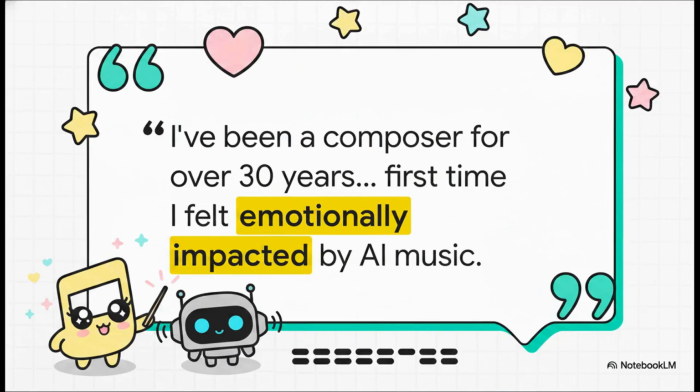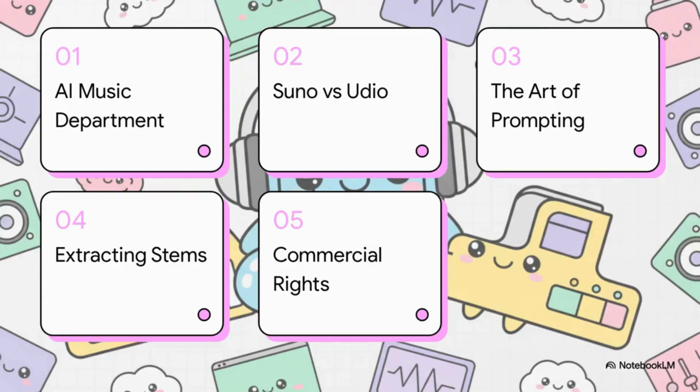We are way past the gimmick phase, guys. These are serious tools capable of profound emotional resonance. So, to get you operating at that professional level, here is our playbook for today. We'll start with your AI music department, move into the Suno versus Udio philosophies, explore the art of prompting, figure out extracting stems and MIDI, and finally wrap up with commercial rights and ownership.